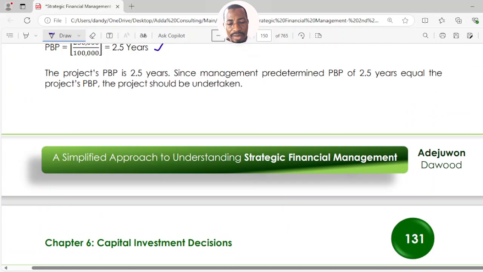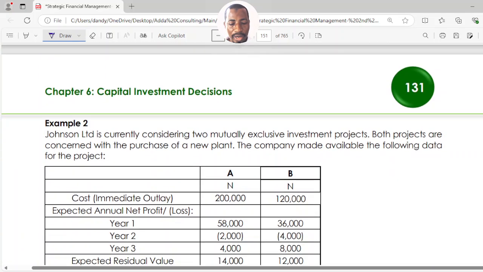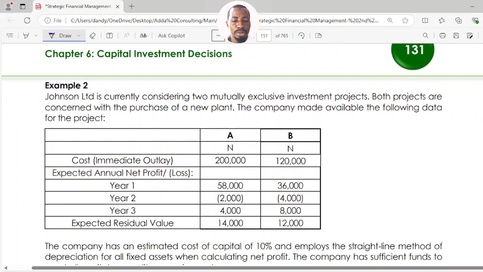So let's have another example. Now, this example 2 involves a situation whereby you are given different numbers for each year, different cash flow for each year. Johnson Limited is currently considering two mutually exclusive investment projects. Both projects are concerned with the purchase of a new plant. The company made available the following data for the project.